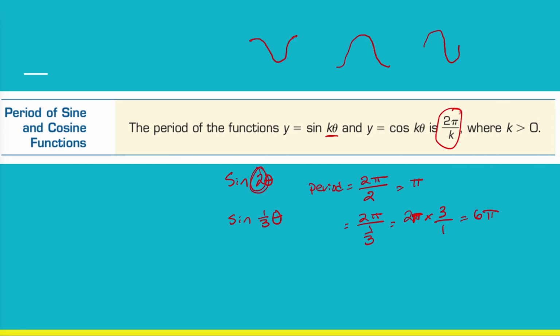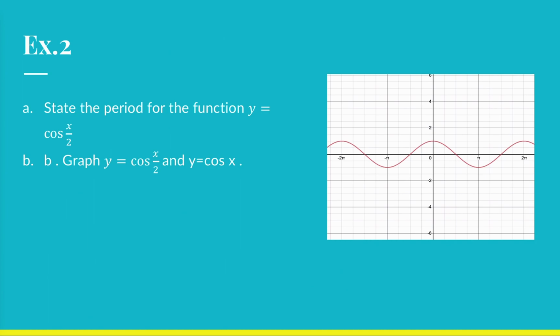So a bigger number inside the function makes the period smaller, and a smaller number makes the period bigger. This is your horizontal stretch or compression. So y equals cosine of x over 2. We could also write this in a slightly more intuitive way as cosine 1/2 x. So then our period is going to be 2 pi over 1/2. And 2 pi over 1/2 is 2 pi times 2 over 1, which is 4 pi.